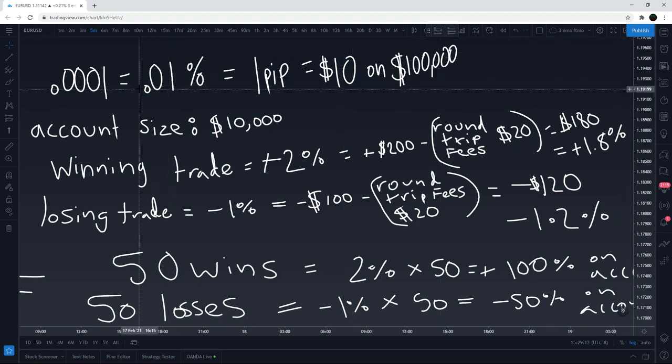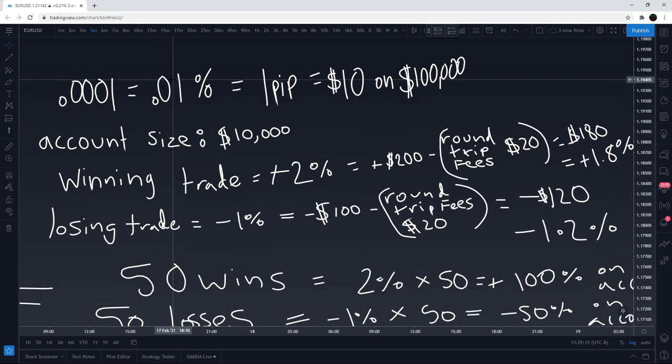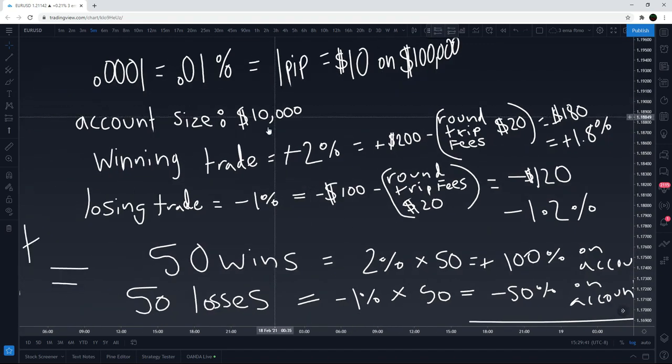So let's start out with just a basic flat fee of 0.01% to enter and 0.01% to exit. So assuming a $100,000 position size, there's a $10 fee to enter your position and a $10 fee to exit your position. So $20 round trip fees on a $100,000 position size. And you have a $10,000 account size.